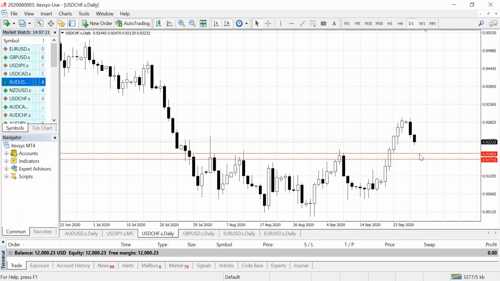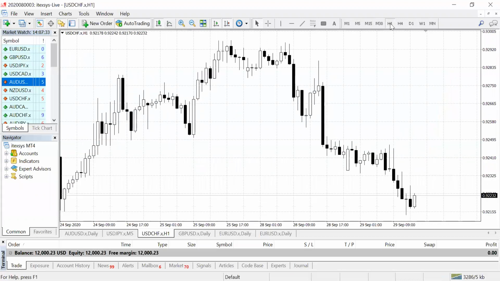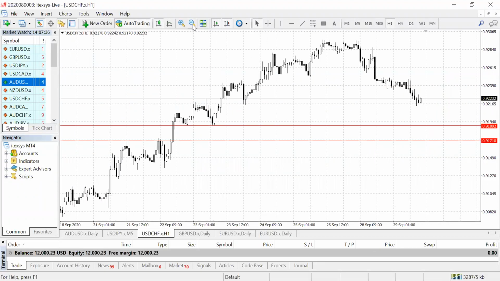So as the price approaches these levels right here, we should see some rejection to the upside. That would be my reading. I have these lines right here. I could even go to the 1 hour chart and see what's happening. In the 1 hour chart, we see these levels right here. So we're right there. The market might just stay there and move up from here.